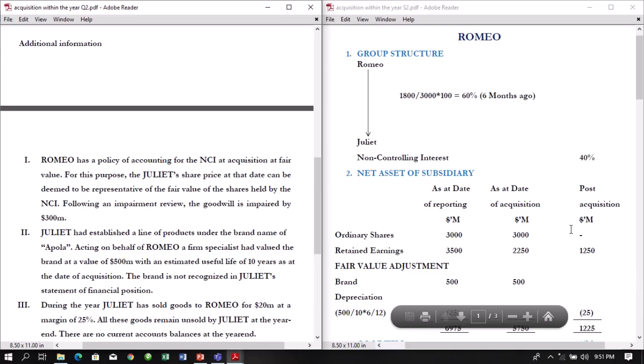But don't forget, in this case, we are told that this brand has a useful life of 10 years, which means that we have to calculate additional depreciation.